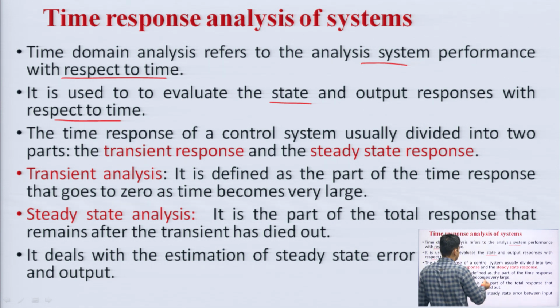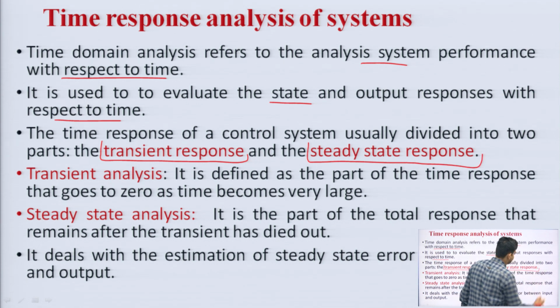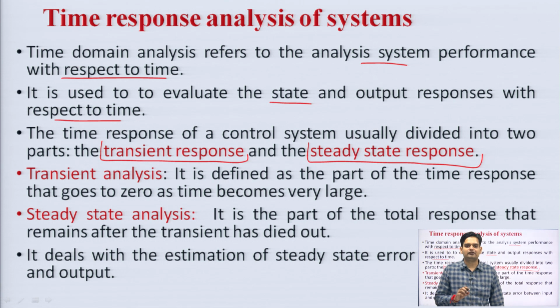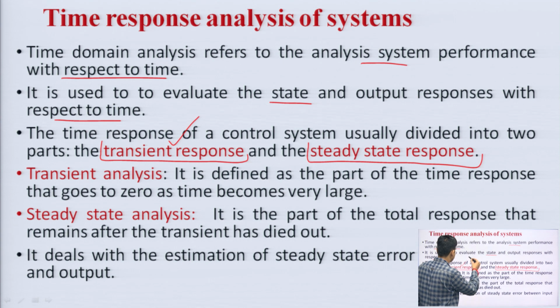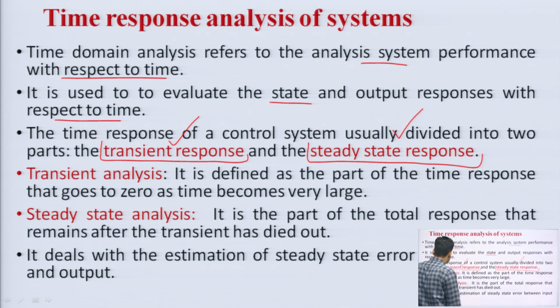The time response of a system is divided basically into two parts: one is the transient response and the second is the steady state response. When we combine the transient and steady state responses, we get the complete time response of my system. In this unit we will divide our chapters into two parts, one on transient analysis and the second on steady state analysis.